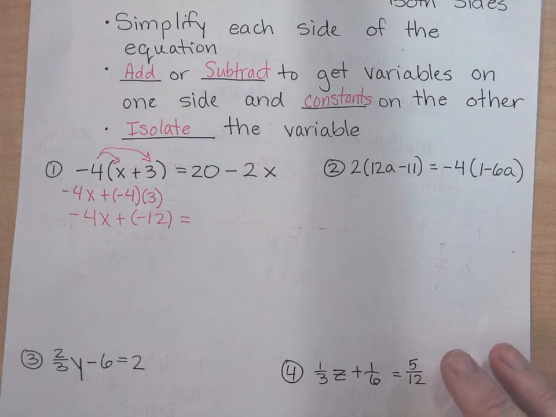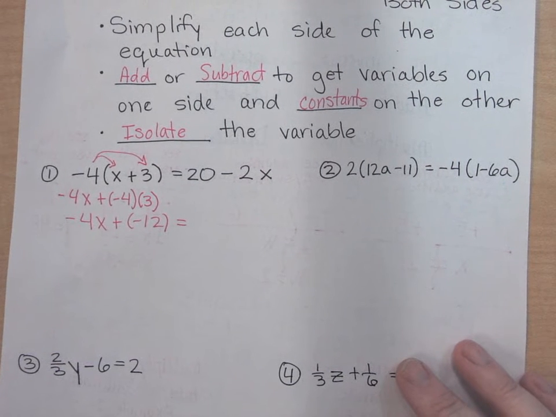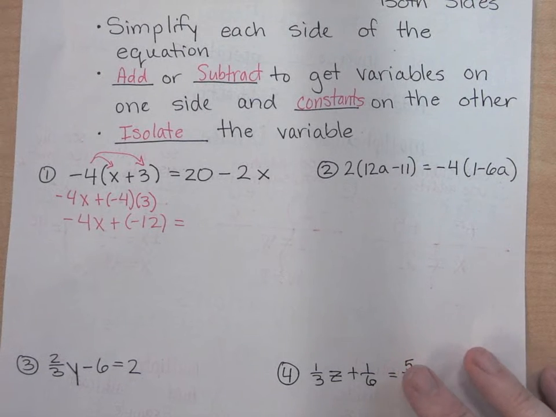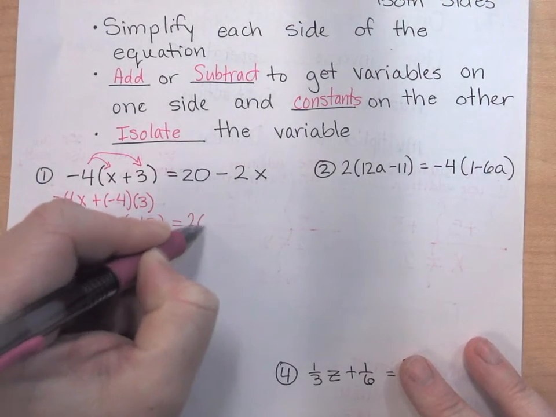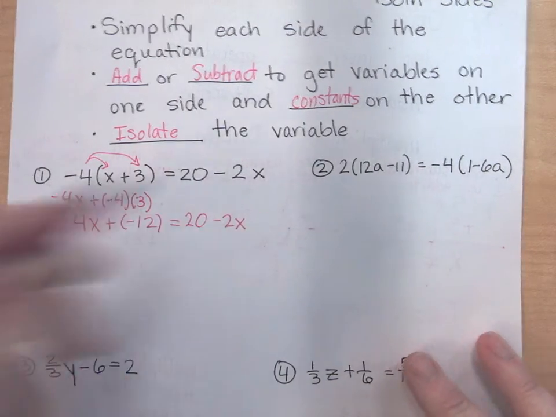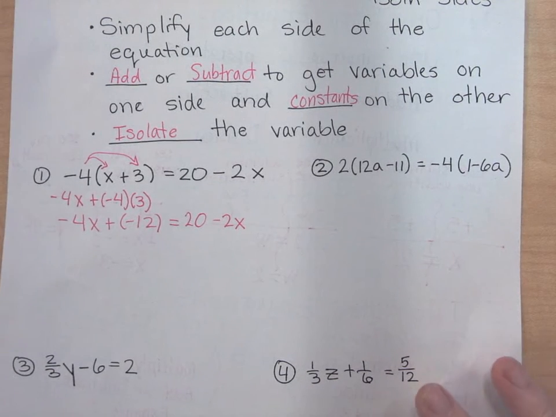Okay. Now on the other side I have 20 minus 2x. Can I simplify or change anything on the right-hand side? Not yet, right? I can't do anything initially with it. So I'm just going to leave this as a 20 minus 2x, okay? Now, I can't do anything else on either side, so I've done my first step. Now I need to add or subtract so I can get the variables on one side and the constants on the other side.